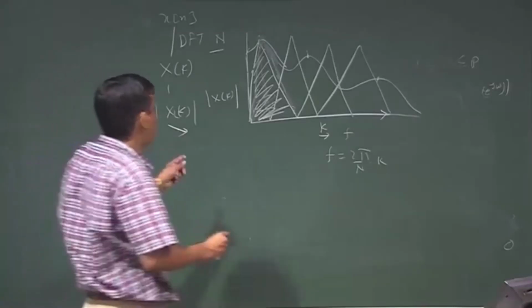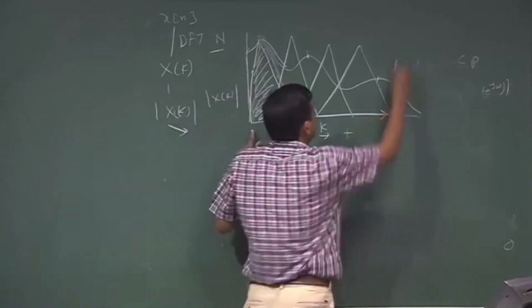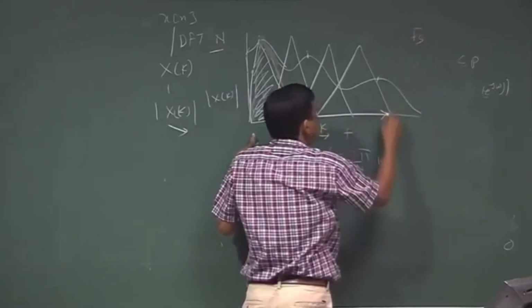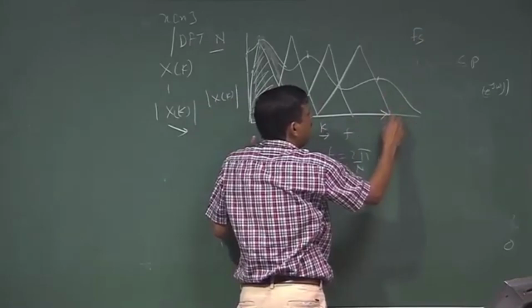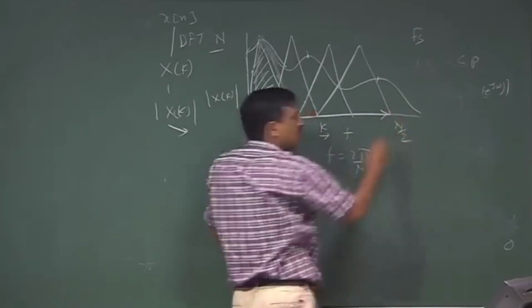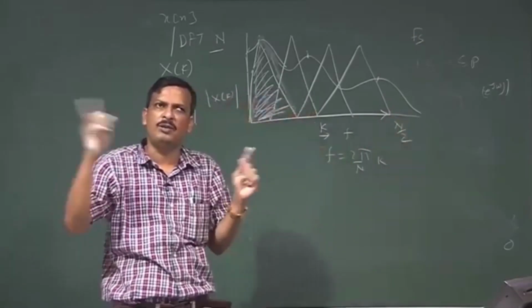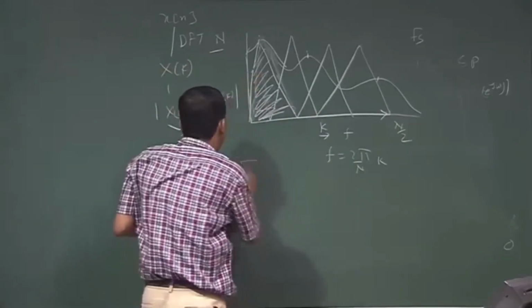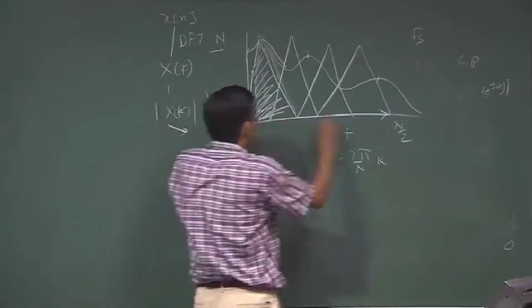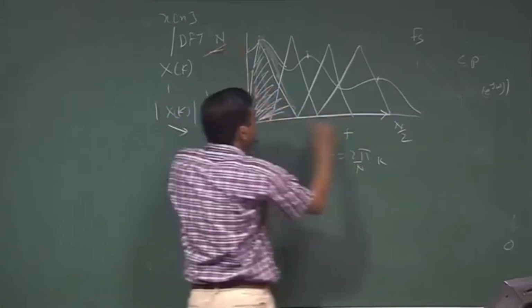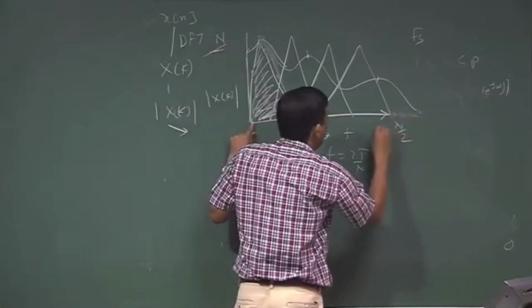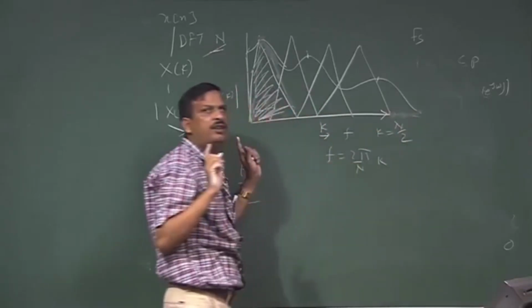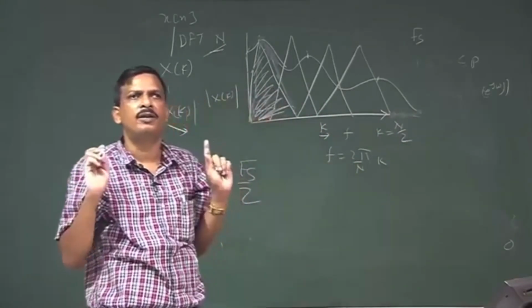So, suppose I have a sampling frequency Fs. How much n should I take? I should take up to n by 2, because the DFT is symmetric. So, I can say if it is Fs, then the maximum baseband frequency is Fs by 2. So, if I have a DFT length n, then I can take up to k equal to n by 2, which is sufficient for designing the filter.